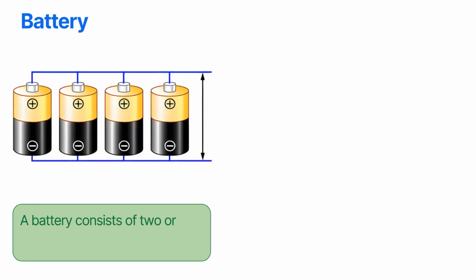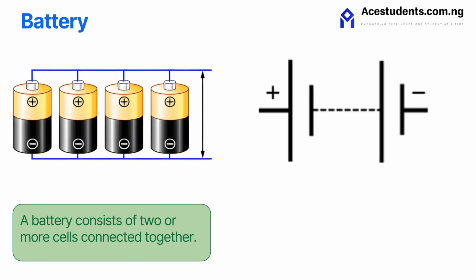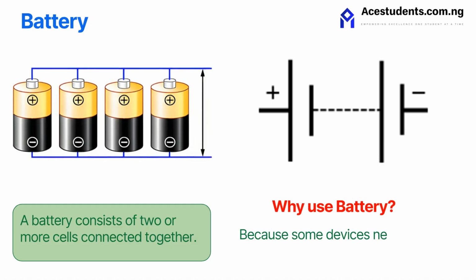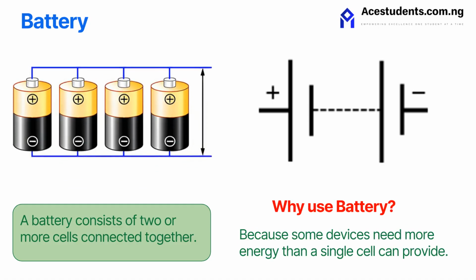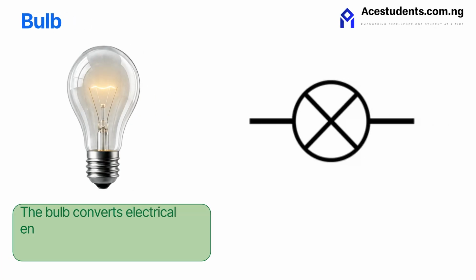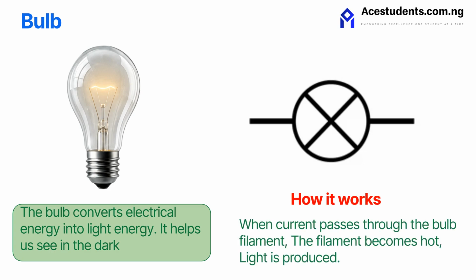A battery is two or more cells connected together. We use batteries when a device needs more energy than a single cell can provide. A bulb converts electrical energy into light energy, helping us see in the dark. Current passing through the filament makes it hot, producing light.